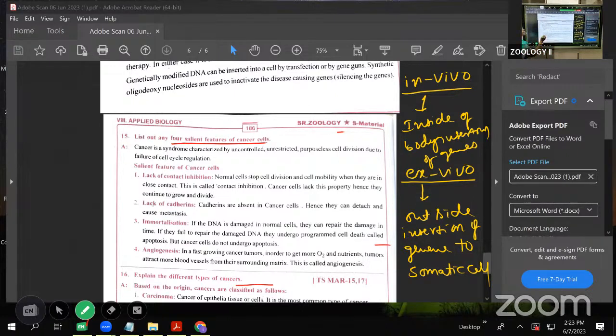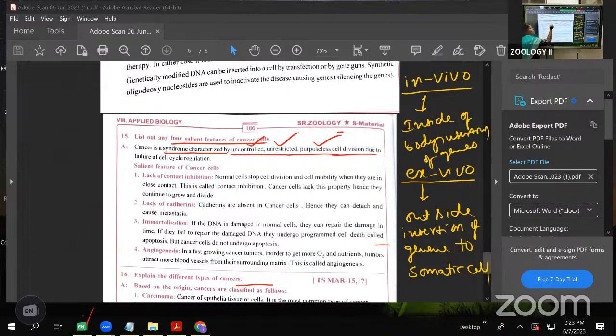Cancer is a syndrome characterized by uncontrolled, unrestricted, purposeless cell division. Normally cell division occurs in a restricted, regular, controlled manner. But in some organs, some places, the cell division is uncontrolled, unrestricted and purposeless, causing tumors. That is called cancer.